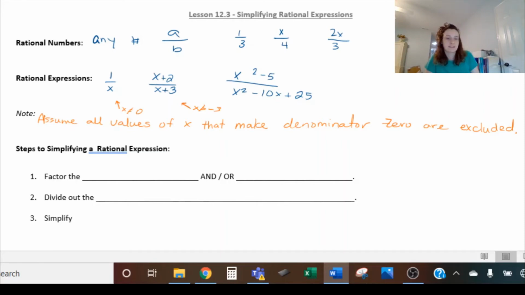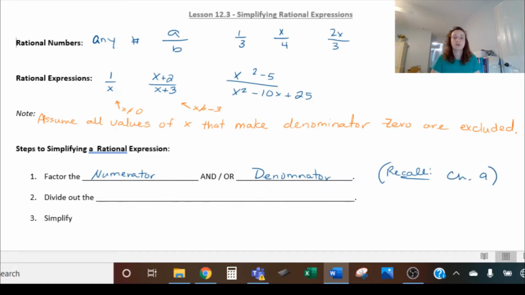And so we have 3 steps to simplifying a rational expression. Step number 1 is going to be factor the numerator and or the denominator. So you may have to factor both pieces or one or the other, okay? So for our factoring rules, if you need to refresh yourself, then all of our factoring we studied in Chapter 9. So you can go back to your notes or go back in your textbook if you're struggling with factoring today and get a refresher from there, or reach out to me, email, call, or text. I can help you out. All right? Then we're going to divide out the common factors, or the common factor if you've got any. And the last step will be to simplify.